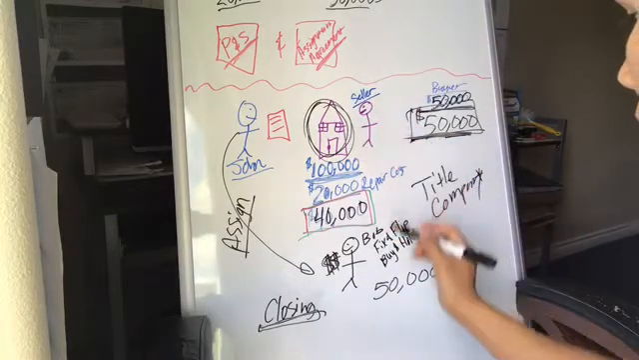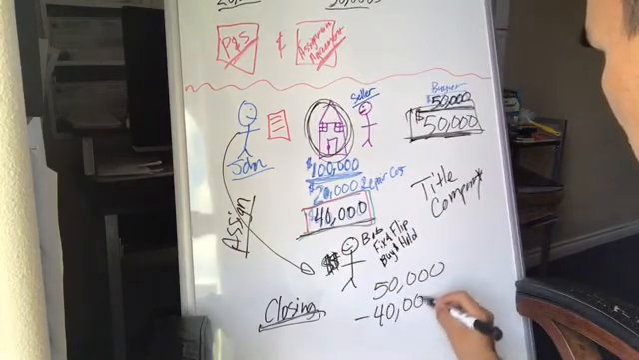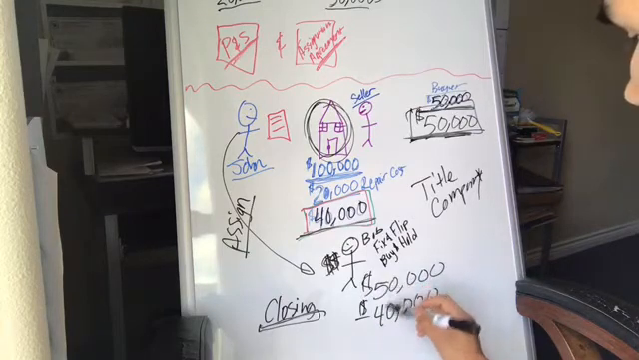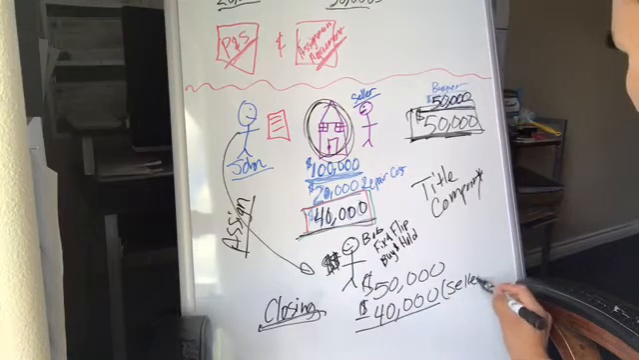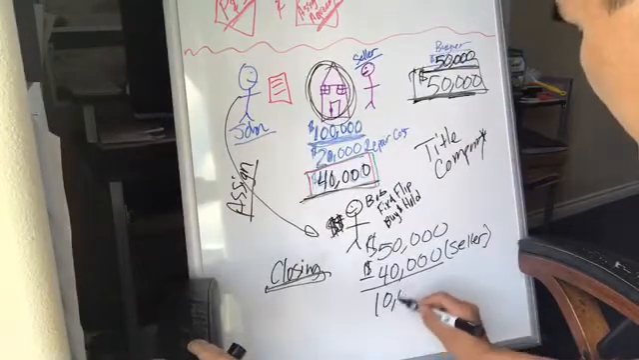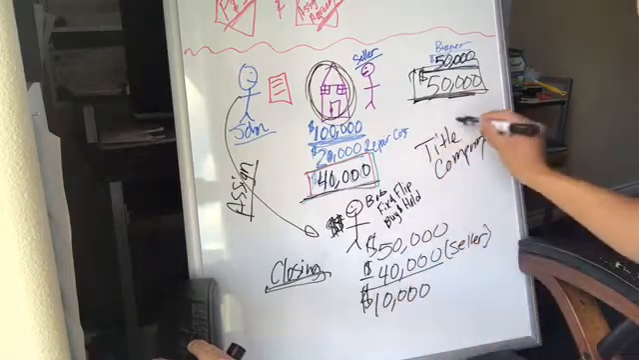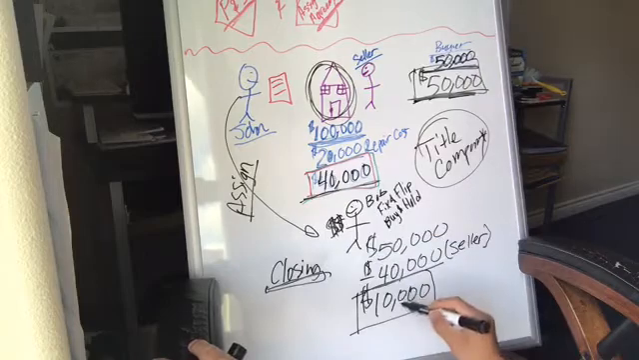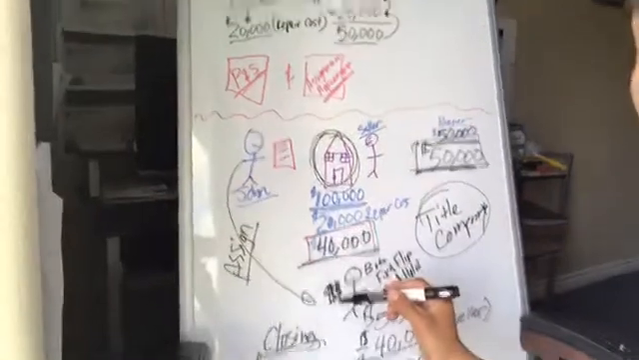Out of the $50,000, $40,000 will go to the seller. What's left over is $10,000. Now that $10,000, the title company will cut you a check for $10,000. Okay, so basically you have no money in the game.